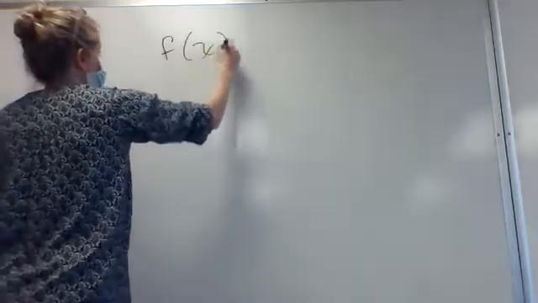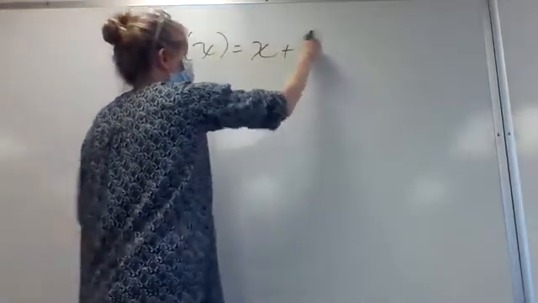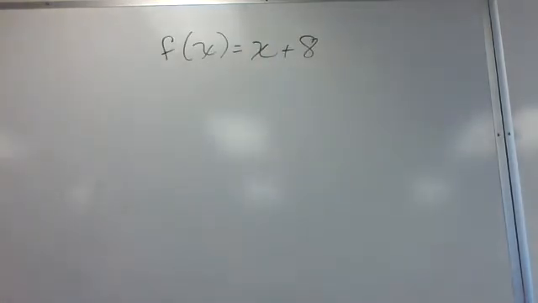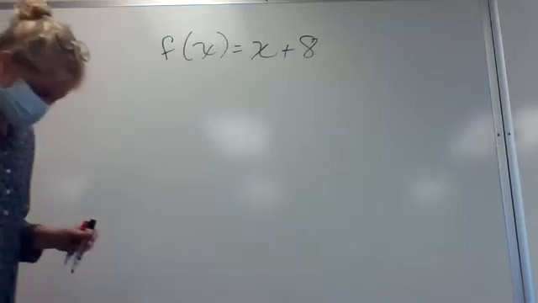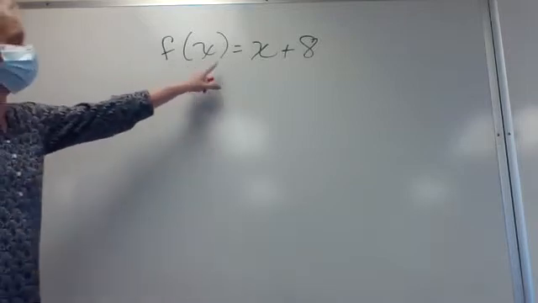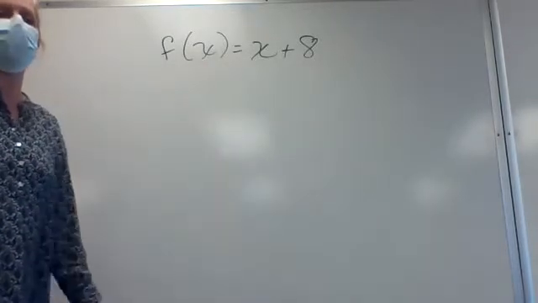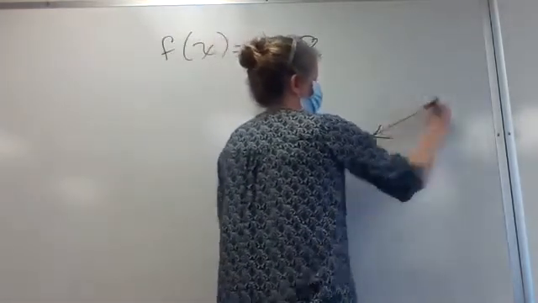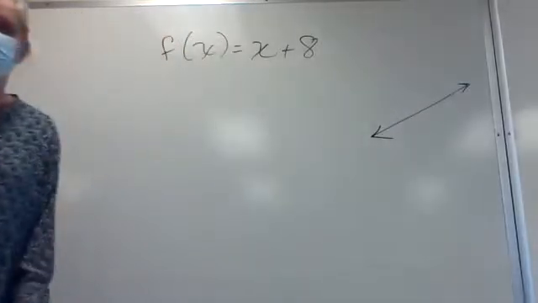F of x equals x plus 8. This is like number 7. So we're going to follow the steps to finding the inverse of one-to-one functions. First of all, it's going to ask you, is this function one-to-one? If x is just an x, what kind of shape is this going to be? It's just a line.